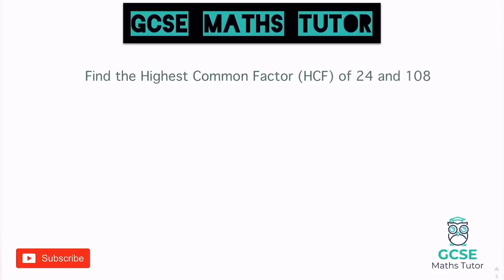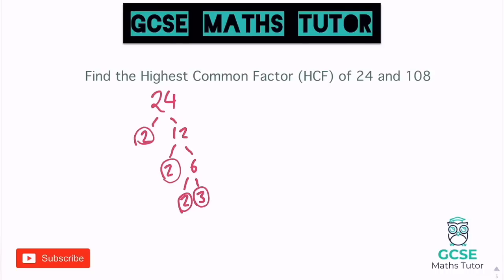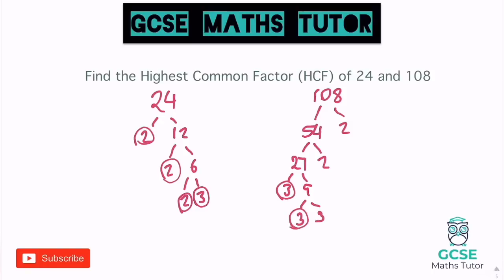So 24, if I do that as a product of prime factors, I'm going to do these quite quickly. We get 2 and 12, 2 and 6, and then 2 and 3. Okay, and again we circle all our prime numbers there. 108 as a product of prime factors, not quite as nice, but if we halve it we get 54. So 54 and 2, half of 54 is 27 and 2, 27 is 3 times 9, and 9 is 3 times 3. So we've got our product of prime factors there, circling all the prime numbers.